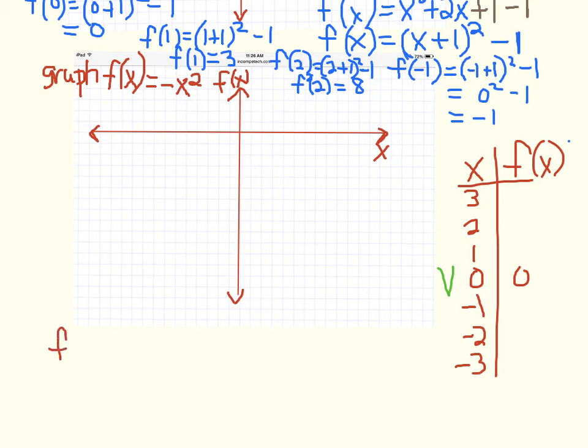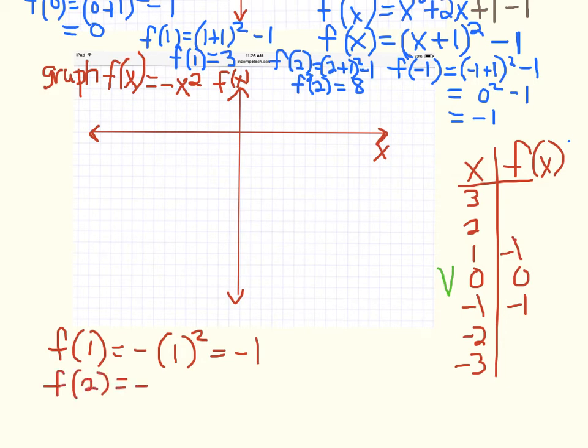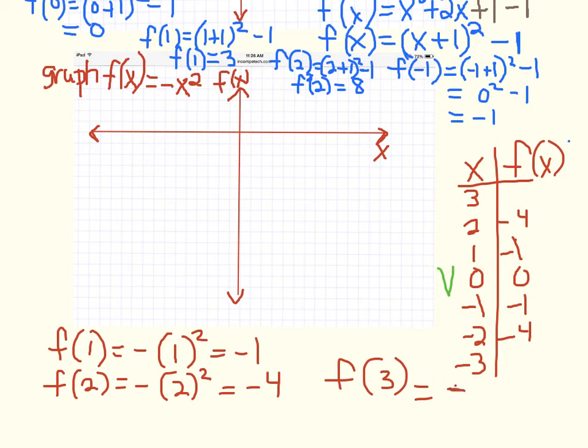When I plug in f of 1, that's the negative of 1 squared, so that gets me negative 1. That'll be the same as I plug in negative 1. So negative 1, negative 1. Then if I plug in f of 2, that's the opposite of 2 squared, and that's going to be negative 4. So negative 4, negative 4. And when I plug in f of 3, I'll get the same thing as when I plug in negative 3. That's the opposite of 3 squared, and that would get me negative 9. Same thing if I plug in negative 3.